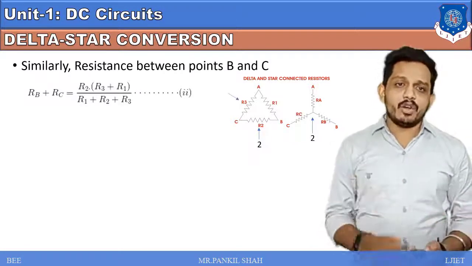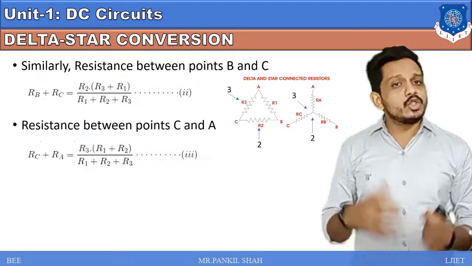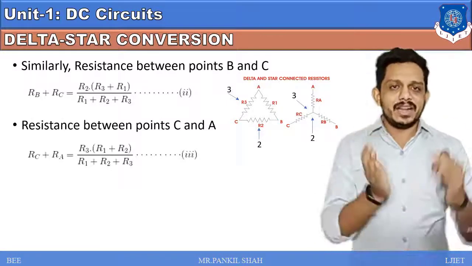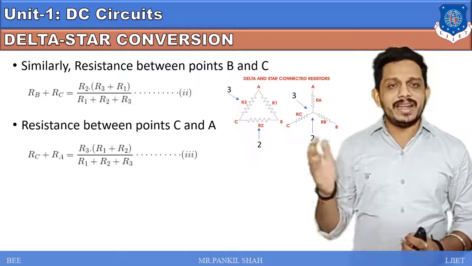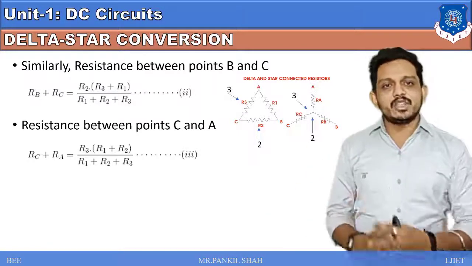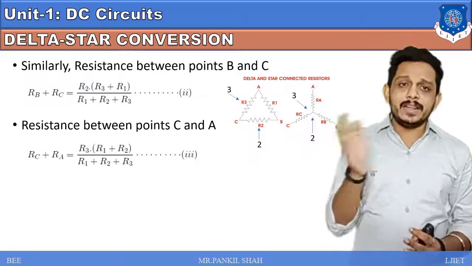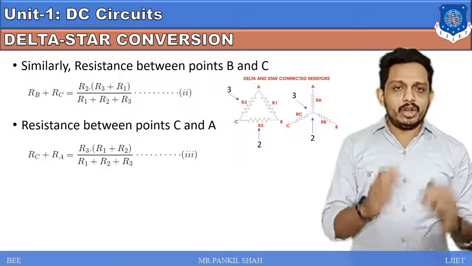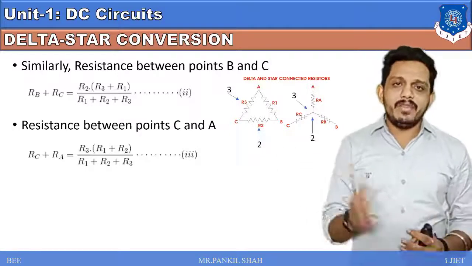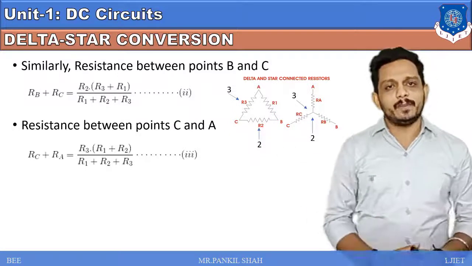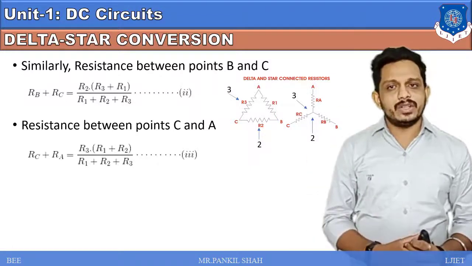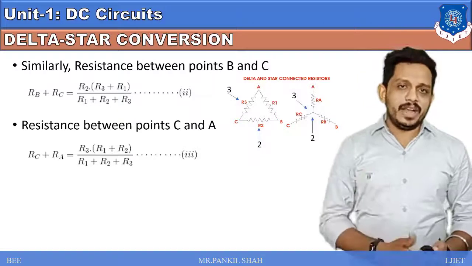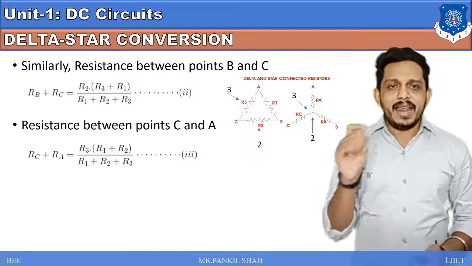Now if we talk about the third point of view, in case of star, Ra and Rc are in series, so Ra plus Rc. And in case of delta, R3 is in parallel with the series combination of R1 and R2. So it will be R3 in bracket R1 plus R2, divided by R1 plus R2 plus R3. So we obtain three equations, numbered 1, 2 and 3. Now we have to derive the equations for Ra, Rb and Rc.